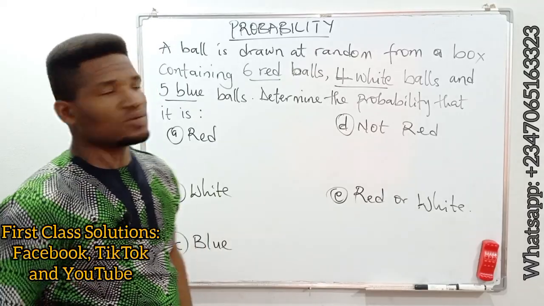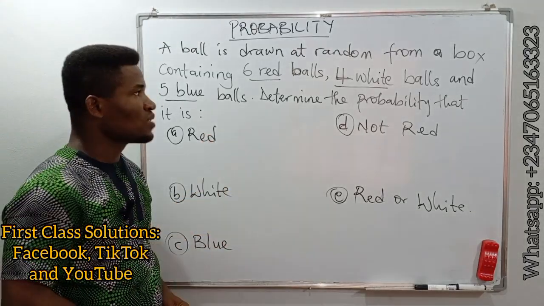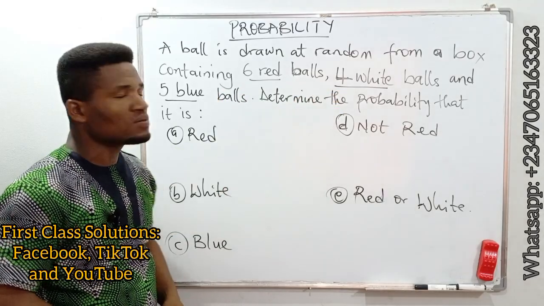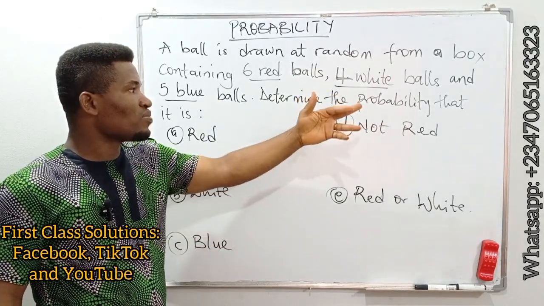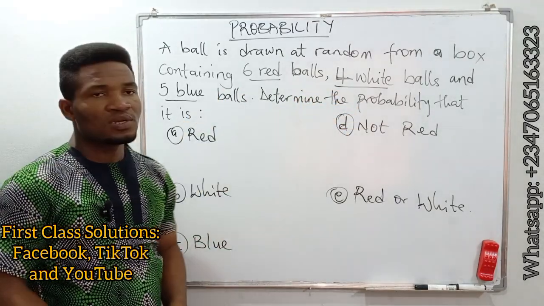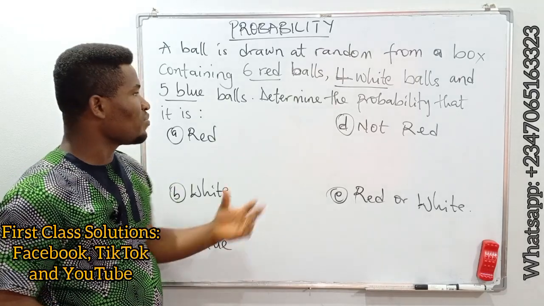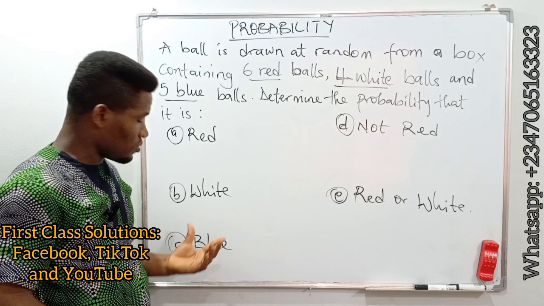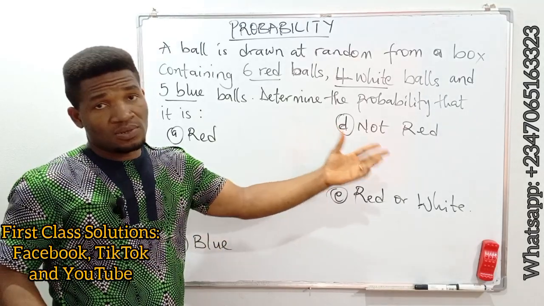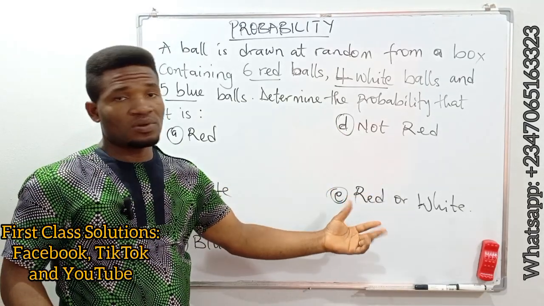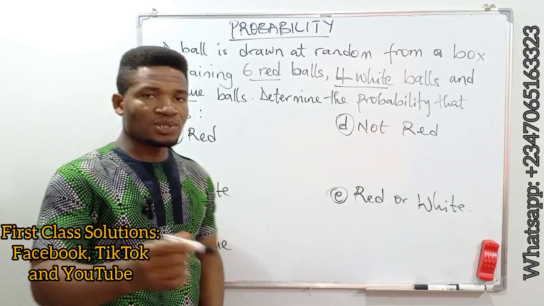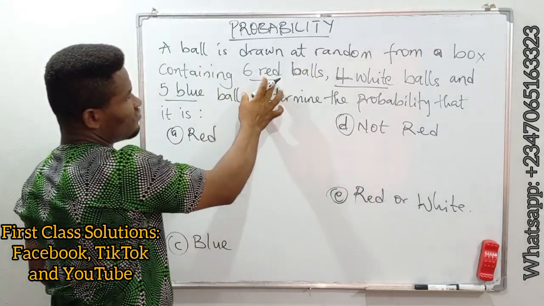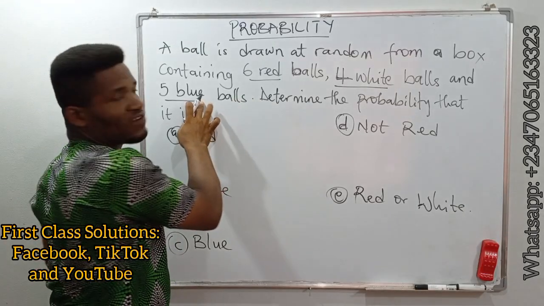All right, in First Class Solutions today, we're looking at probability. We're looking at a ball drawn at random from a box containing 6 red balls, 4 white balls, and 5 blue balls. I want to determine the probability that the ball being drawn is a red ball, a white ball, a blue ball, whether the ball is not red, or whether the ball is either red or white. All we need to do is look at the probability here. We have 6 red balls, 4 white balls, and 5 blue balls.